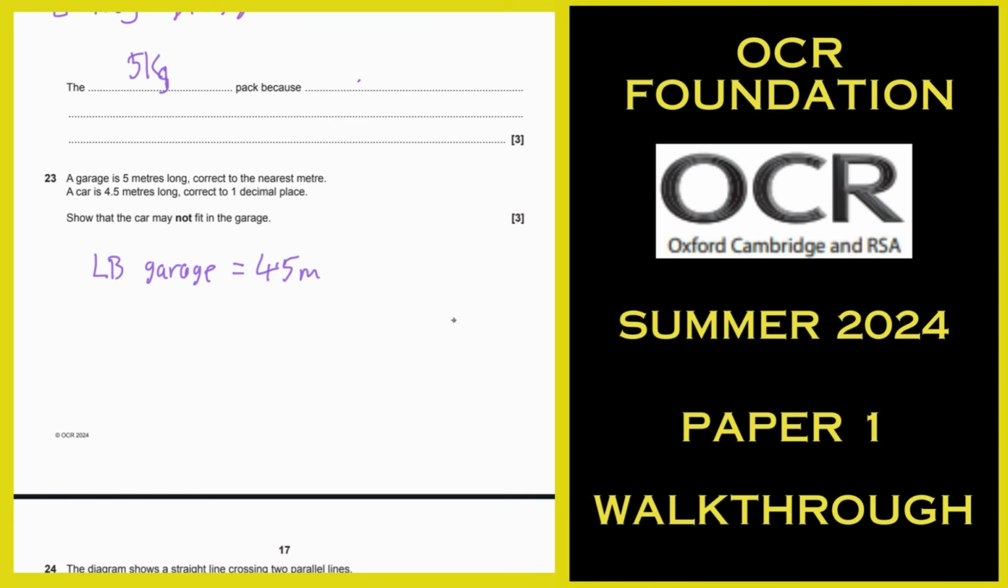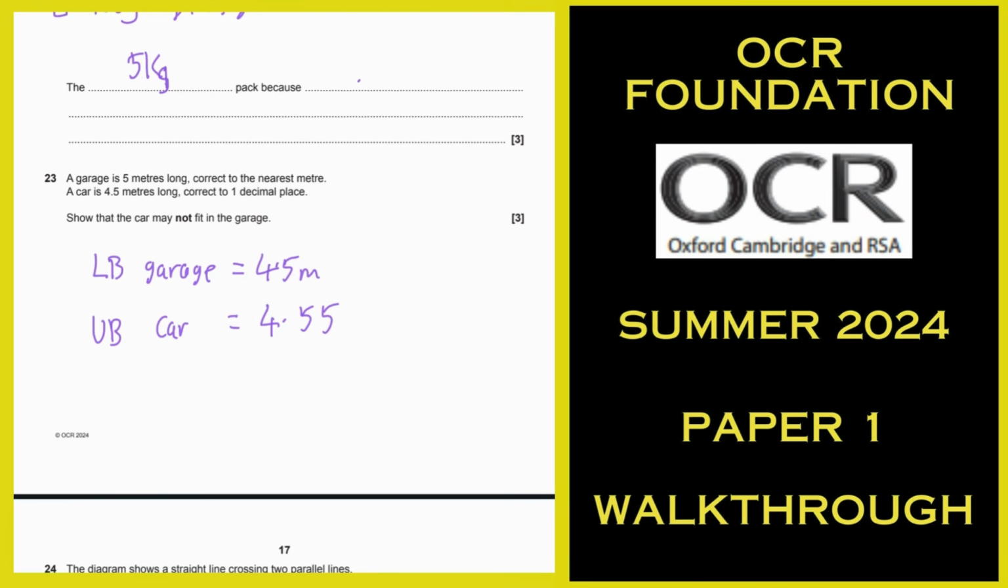In the worst case scenario, what's the biggest for the car? The car is being measured to the nearest one decimal place, or in other words, nearest 10 pence, if you prefer cash. If something's been rounded off to the nearest 10 pence, you go up and down by 5 pence. So, worst case scenario is that the upper bound of the car is 4.55.